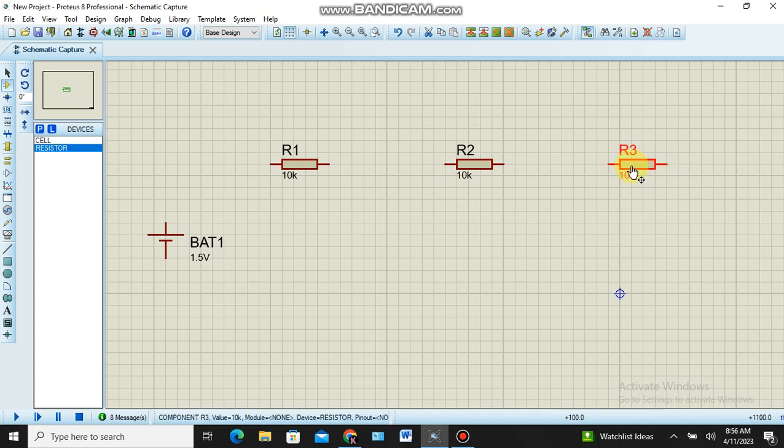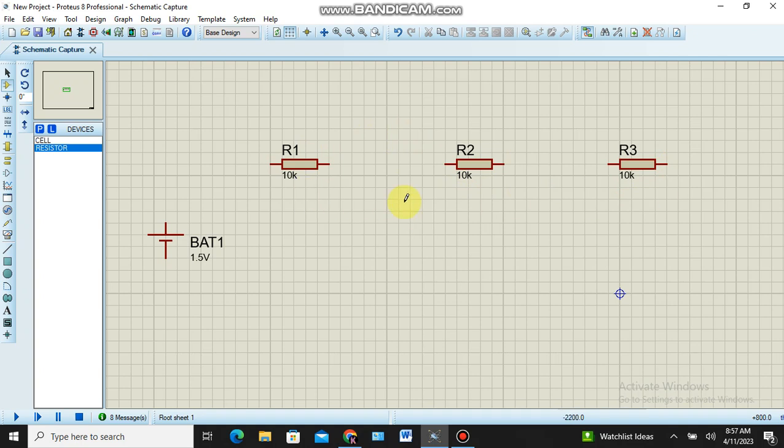We know that in a series circuit the current is the same, the voltage will differ. The meaning, the current flowing in this circuit is common for all the elements. Here I am selecting R1, R2 and R3, 3 elements. So the current flowing through these 3 elements will be the same. The voltage across each element will differ.